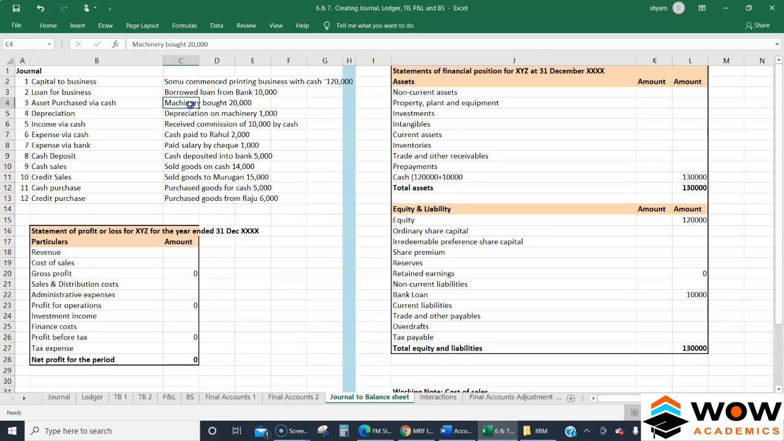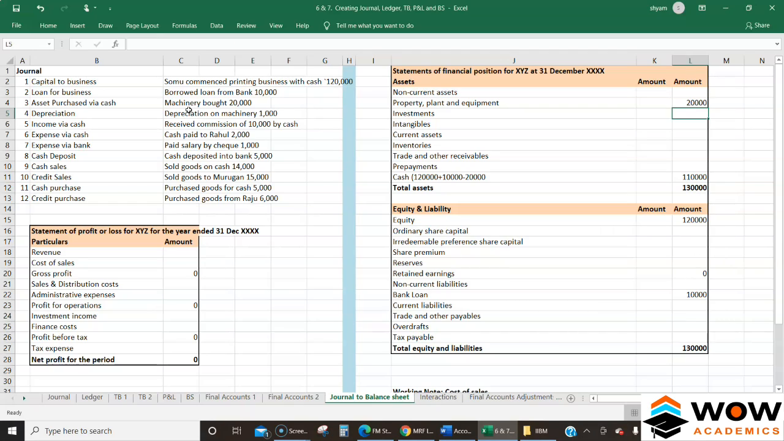The next one is machinery bought, 20,000, via cash. They are buying a machinery worth 20,000. So cash is going out of the business, and this number would become 1,10,000. But they have bought a machinery worth 20,000. Again, the balance sheet is still tallying.